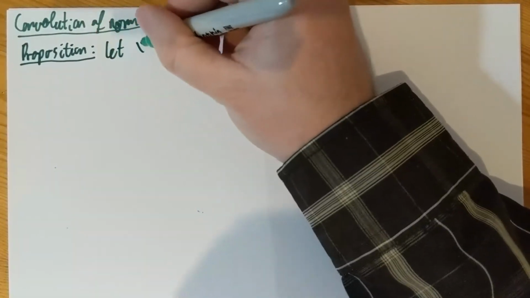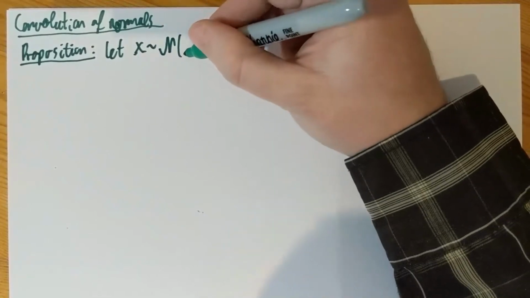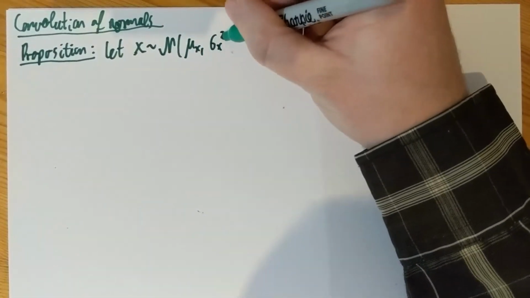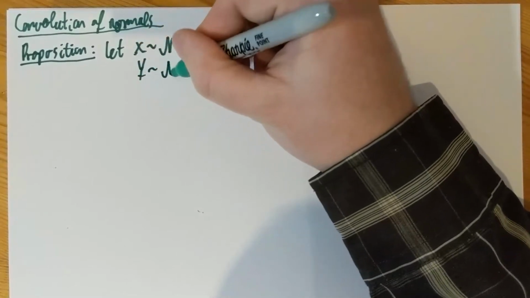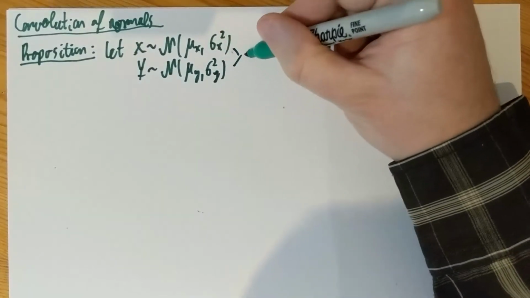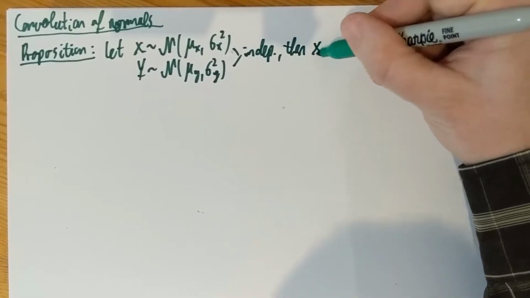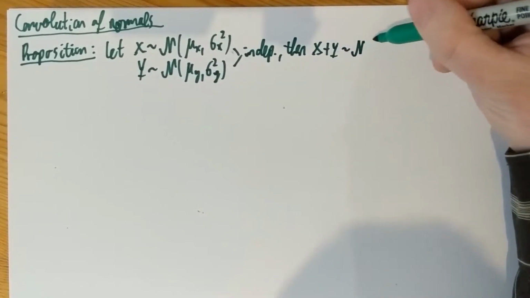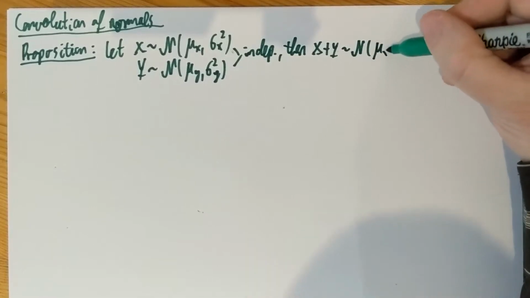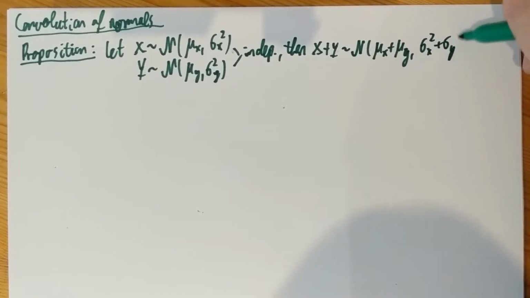Let X be a normal with mean mu x and variance sigma x square. Y be a normal with mean mu y, variance sigma y square, independent. Then X plus Y is normal with mean mu x plus mu y and variance sigma x square plus sigma y square, for any parameters, any real mu x, mu y, any positive sigma x, sigma y.